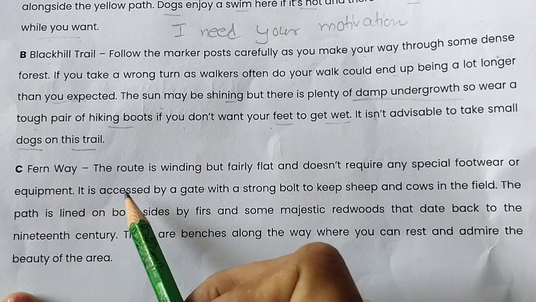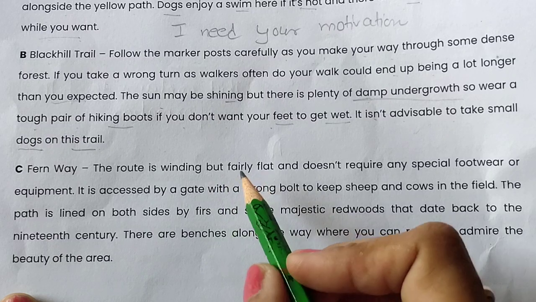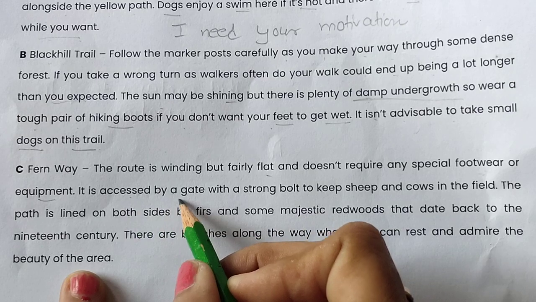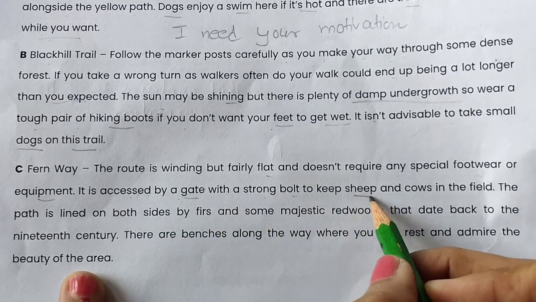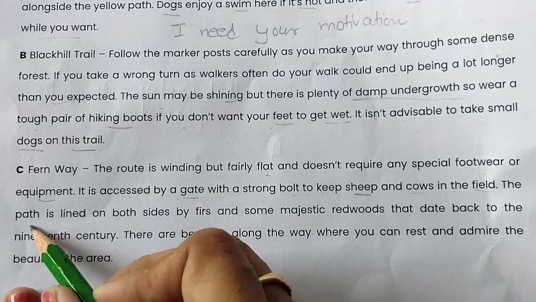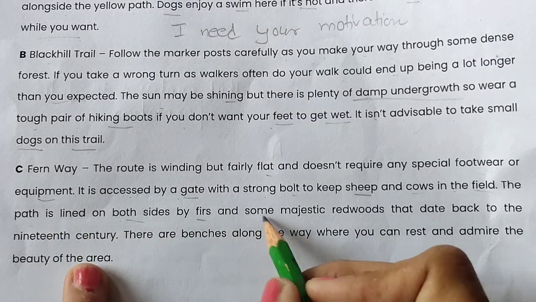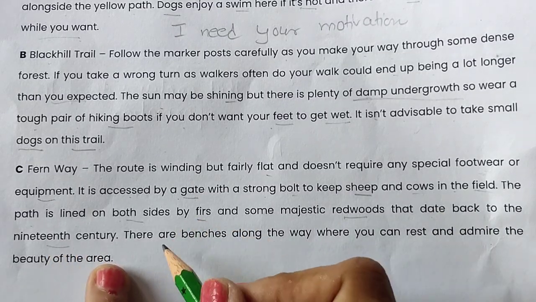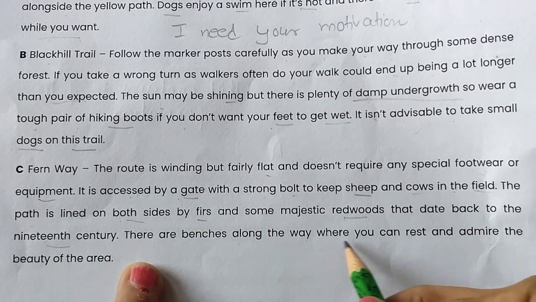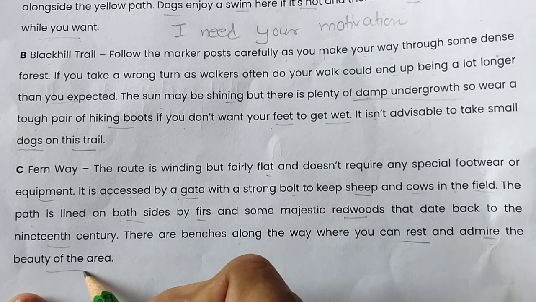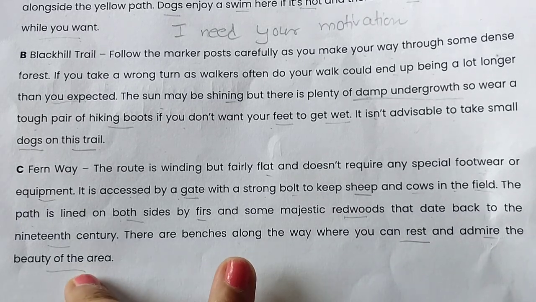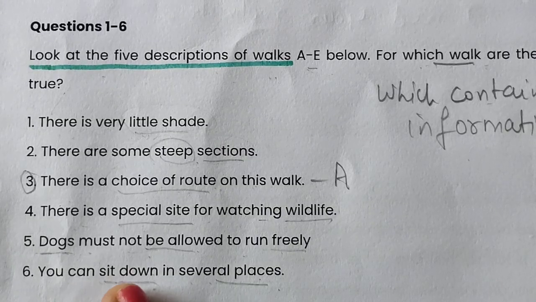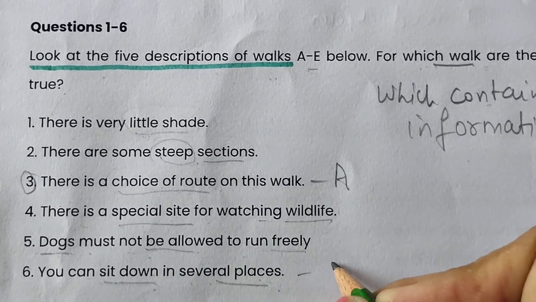So the C paragraph, what they are saying: the route is winding but fairly flat, doesn't require any special footwear or equipment. It is accessed by a gate with a strong bolt to keep sheep and cows in the field. The path is lined on both sides by firs and some majestic redwoods that date back to the 19th century. There are benches along the way where you can rest and admire the beauty of the area. Yes, there are many places they were talking about where you can sit. So number 6, you can sit down in several places. I will go with C paragraph.